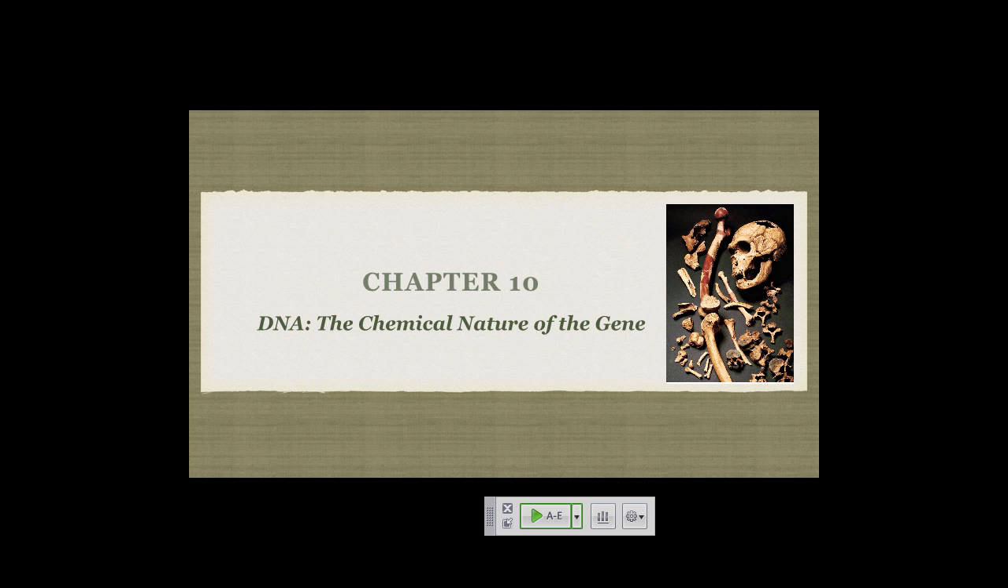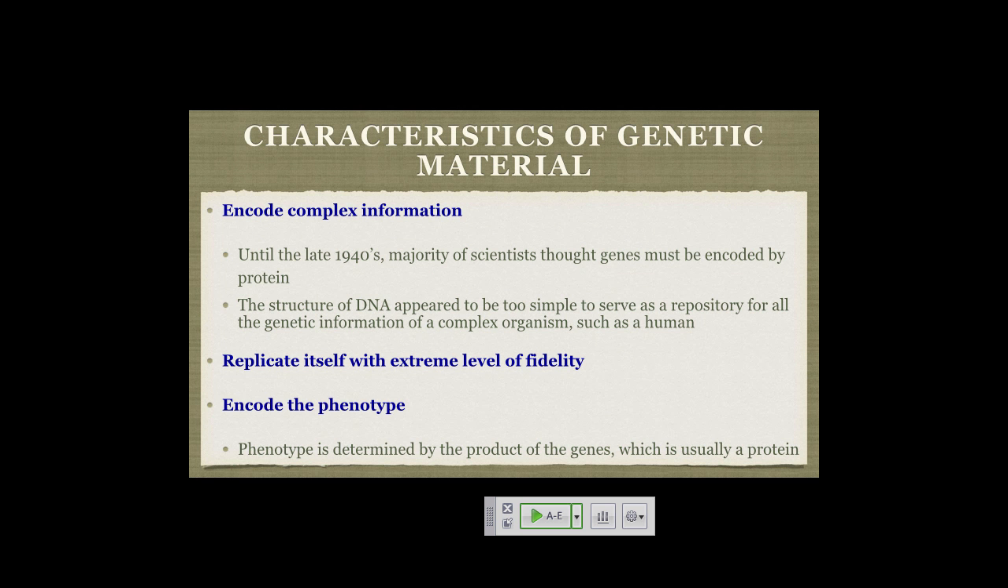It's obvious now that genes are encoded in DNA. It wasn't always that way. So what I want to do is start the discussion by asking, okay, what are going to be the requirements for the genetic material in a eukaryotic cell? The examples I'm going to show you are actually from bacteria because that's what was available. We have really three requirements we have to look at.